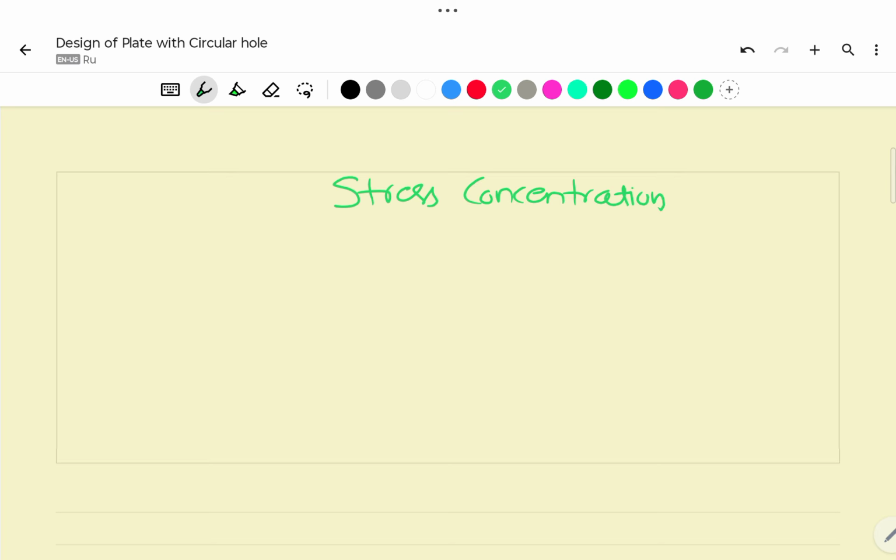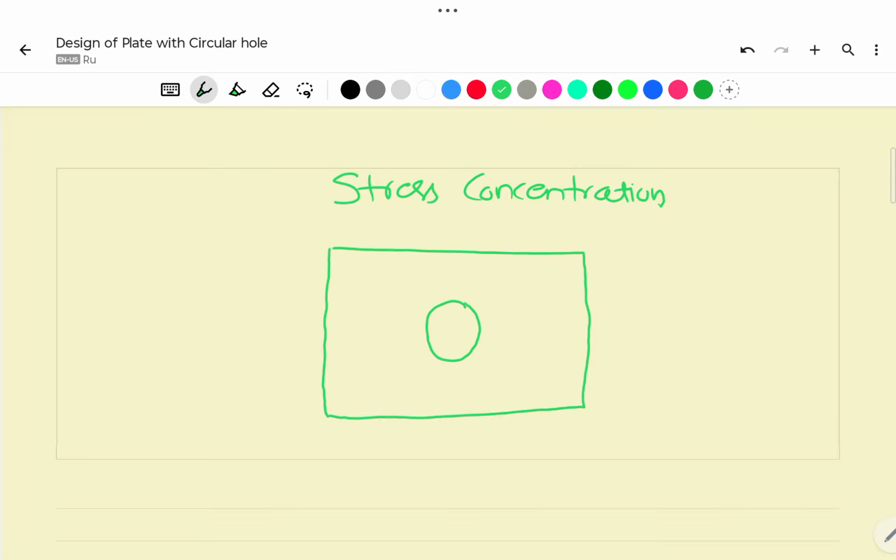So what is stress concentration? Concentration means that something is concentrated at one point. In stress concentration, the stress is concentrated at a point. If you see here, this is the plate with a circular hole. Here a load of 1000 kg is applied.